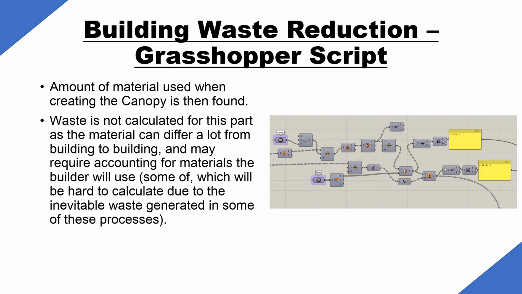The amount of material when creating the canopy was found. Waste is not really calculated in this part as the material for many canopies on many different buildings can differ, so accounting for that many materials wouldn't really make sense in this case. Especially since in the building process many canopies can just be created there by the builder, and inevitably waste is generated by these processes.